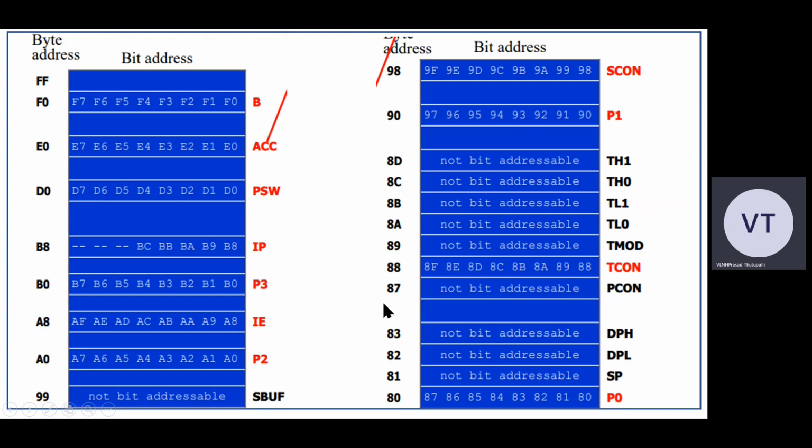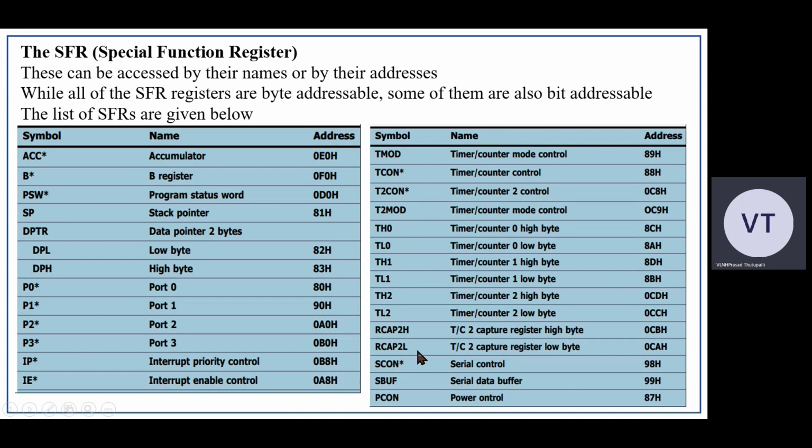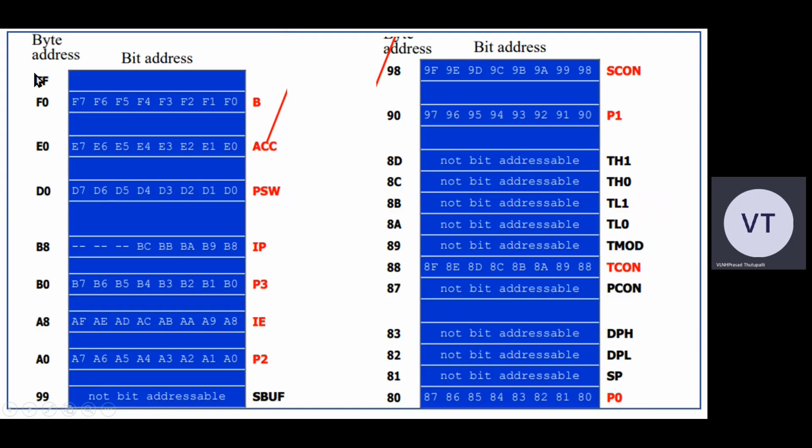All these are special function registers. SCON serial control, SBUF serial buffer, and PCON power control. These three we use for serial communication. You can refer to them with their name, like the SCON register, like the accumulator, or with its address, that is 98.